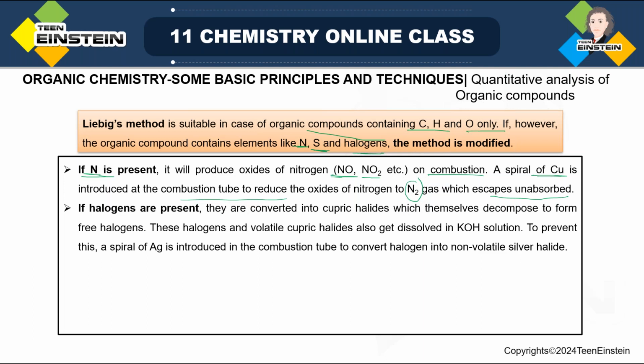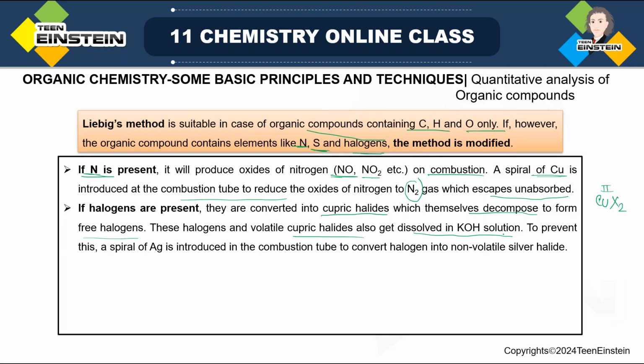Next, we will see if halogens are present. When halogens are present, as we are doing the combustion with CuO, there is a chance that in presence of copper oxide, there will be formation of cupric halides, that means CuX2. Oxidation state is 2+, so that is why this will be the formula. It may be copper bromide, it may be copper iodide, but these cupric halides themselves can decompose to form free halogens. Now these halogens and volatile cupric halides, there is a chance that they will also get dissolved in KOH solution, because we also use potassium hydroxide solution in Liebig's method.